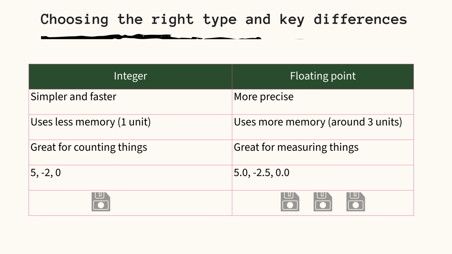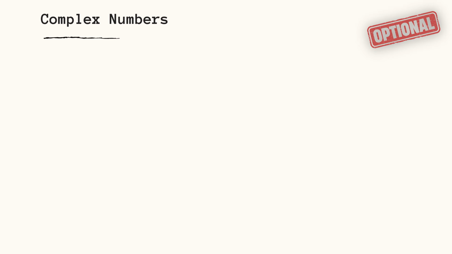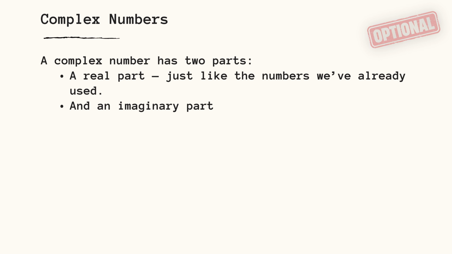Okay, so before we wrap up this number party, there's one more number type I want to introduce you to, just so you know it exists. It's called a complex number. Now, unless you're building a rocket, solving physics equations, or trying to simulate electricity flowing through a circuit, you probably won't need this. But hey, it's part of Python and it's cool to know. A complex number has two parts. A real part, just like the numbers we've already used, and an imaginary part. Yeah, imaginary. But don't let the name scare you.